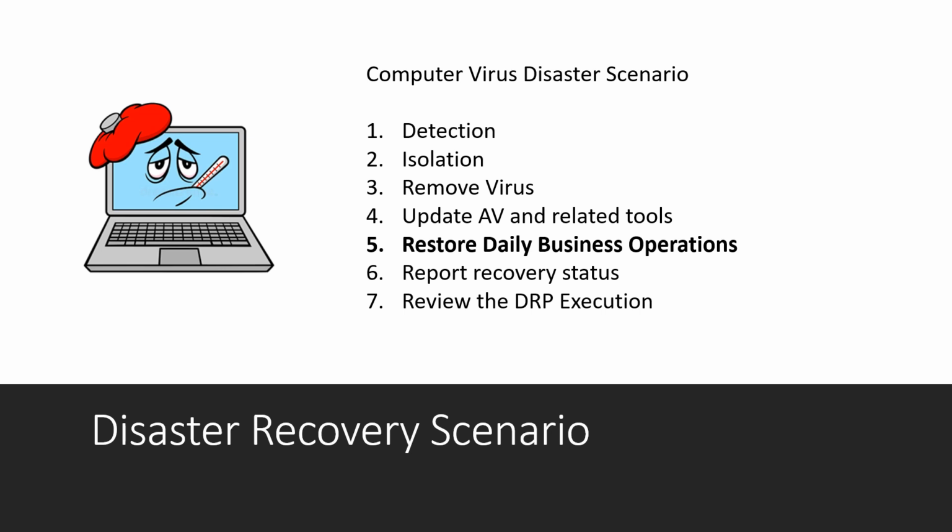Computer virus disaster scenario. First, we need to determine the type of virus. Second, isolate the infected systems. Third, remove the virus. Update antivirus and network detection systems. Restore daily business operations. Report the recovery status to the management teams, and review the DRP execution for improvement.